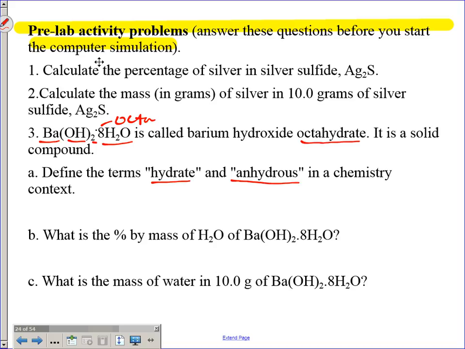I really want to make sure you're comfortable with the pre-lab before you begin the simulation. So I'm going to do that right now. The pre-lab questions are on the board. They are also on my website.